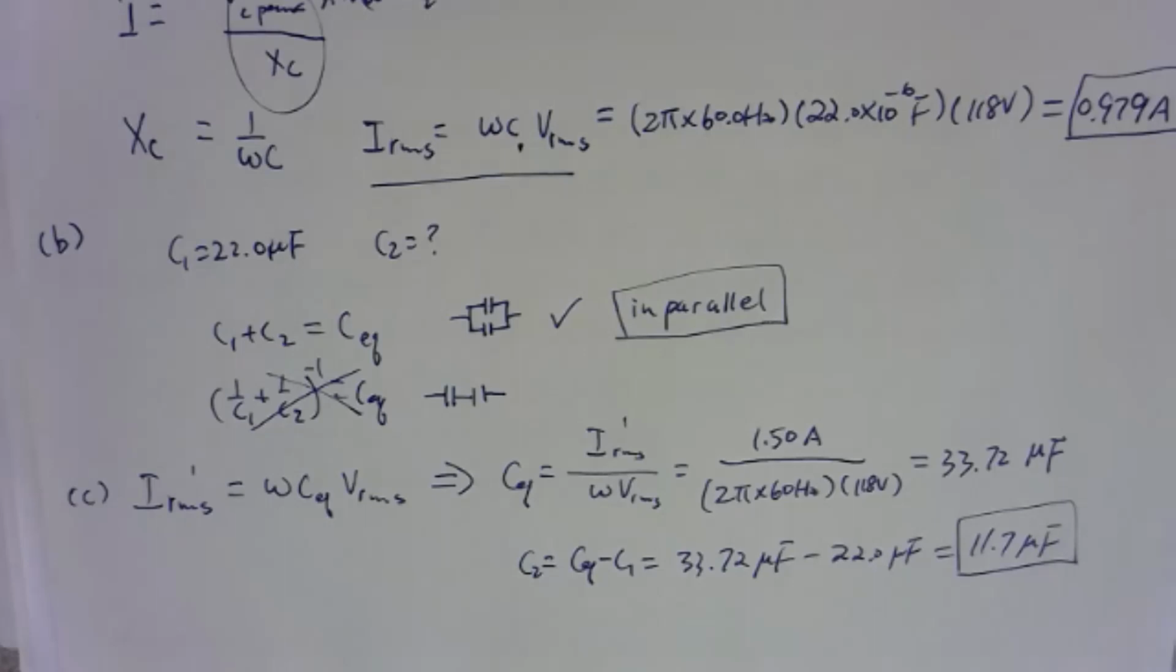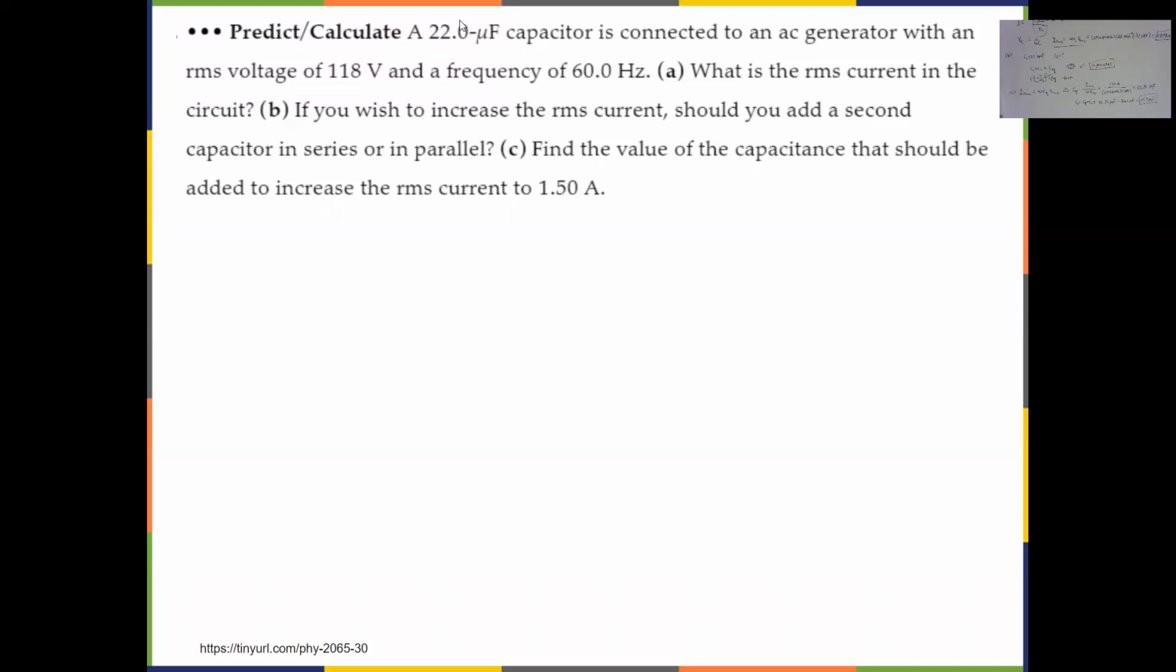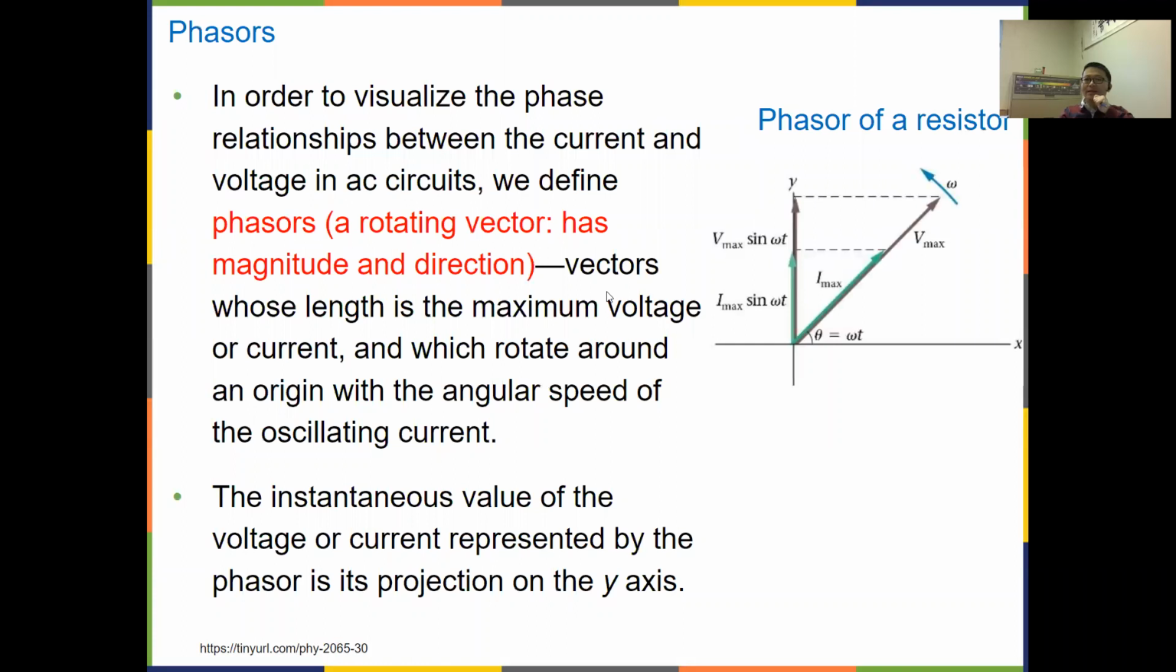Now let's go back to the slide. So when you have inductors or capacitors, or maybe both, in addition to the resistor in the circuit, the current and the voltage do not peak at the same time. That means there's a phase difference between the voltage and the current. In order to visualize the phase relationship between current and voltage in the AC circuit, we use a phasor.